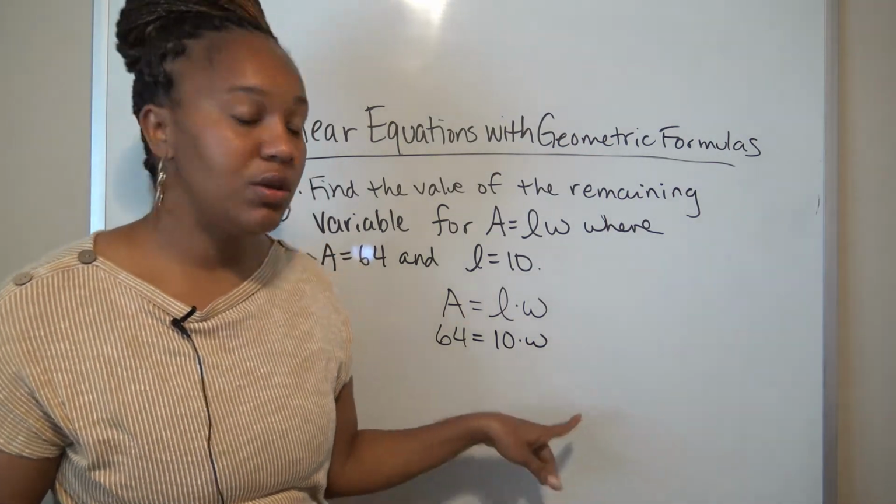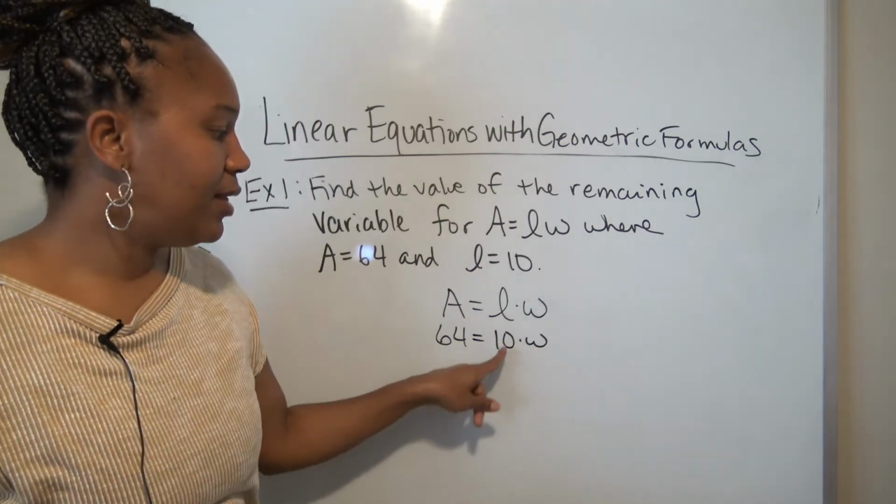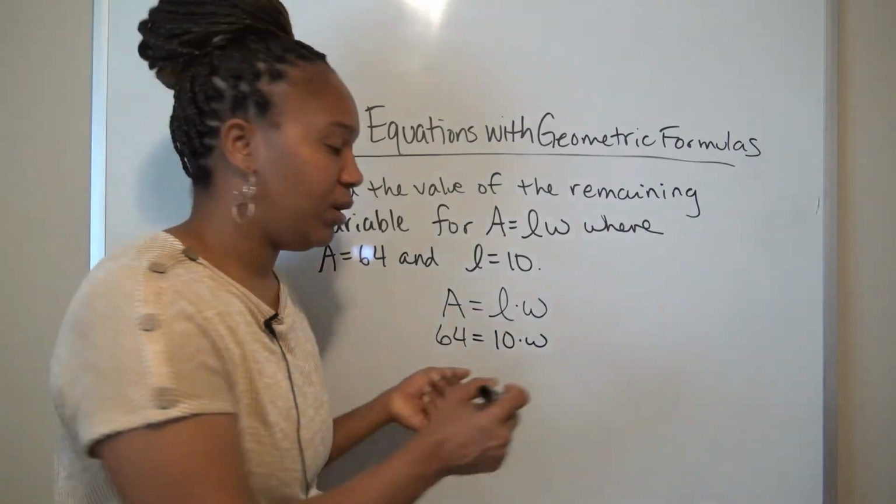So what we will need to do is solve this equation. Get rid of this 10 so that W can be by itself. This is 10 times W, so in order to get rid of it, we will divide.